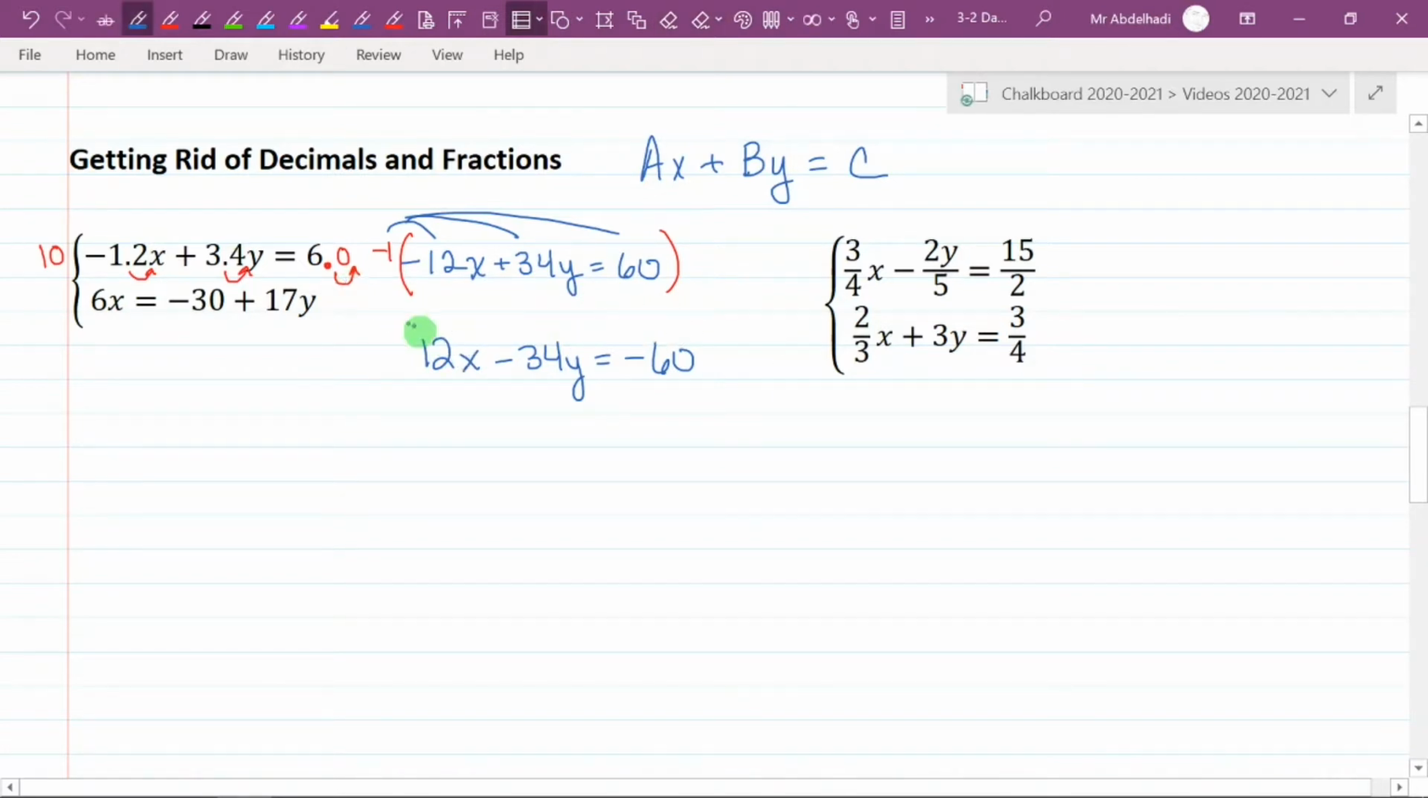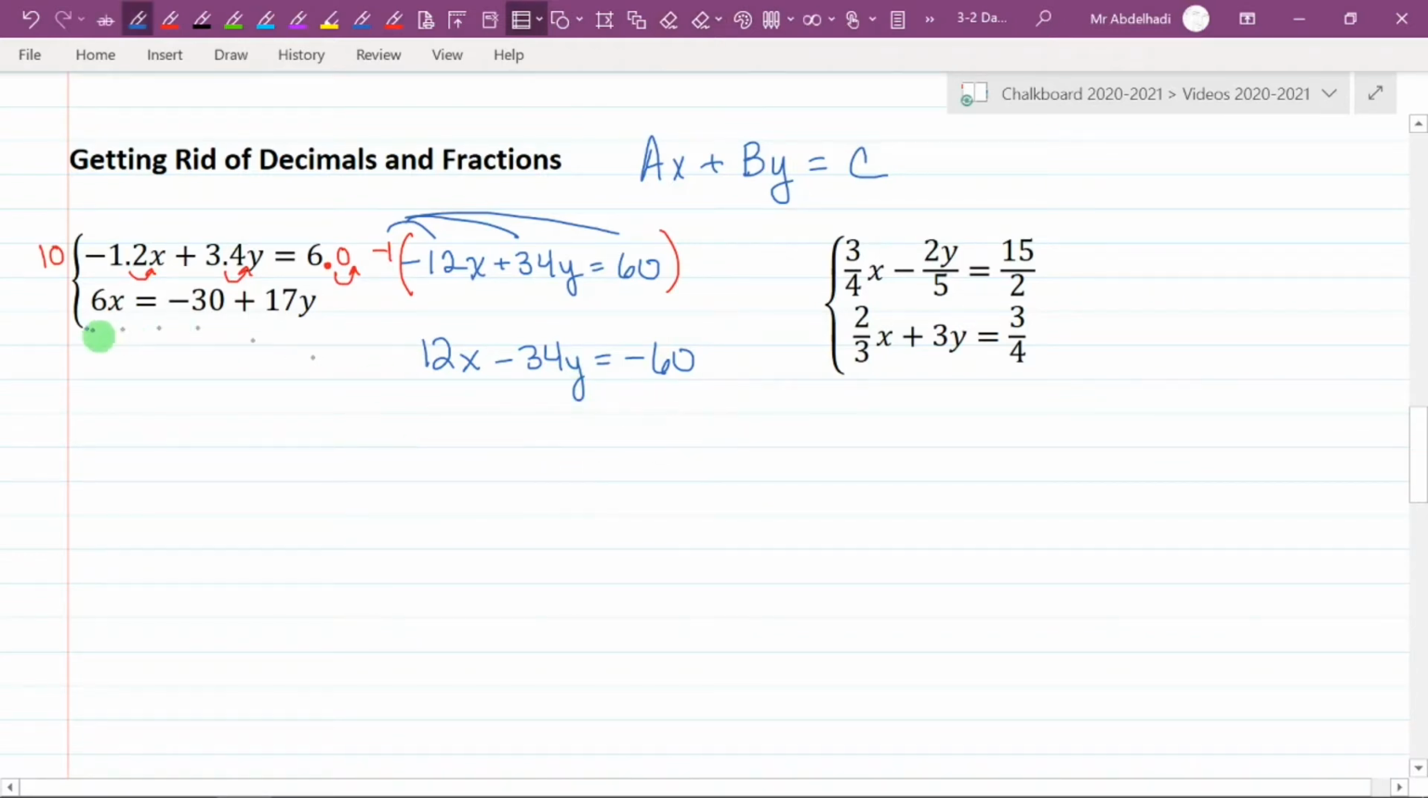Now, what about the bottom one here? The bottom one doesn't have any decimals, so you might think, hey, it's good to go. Yeah, but it's not in the right order. It's not ax plus by equals c. If you try to use that now, it's going to be 6x. The equal sign is in the wrong place. You've got the negative 30 over here, and your 17y over here. You're not going to be able to add that. You need everything to be stacked up in the same fashion on top and on bottom.